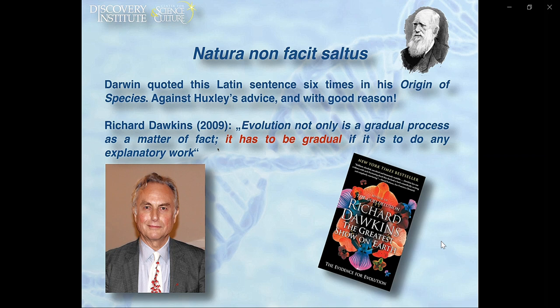And therefore, it's not only Darwin who emphasized this gradualism and said natura non facit saltus, a Latin sentence which means nature doesn't make jumps, in his book Origin of Species. But even Richard Dawkins, in 2009, in his famous book, The Greatest Show on Earth, wrote, evolution not only is a gradual process, as a matter of fact, it has to be gradual if it is to do any explanatory work. And that means we can test if this process in Earth history, the history of life, is gradual or not, and so test if this prediction of Darwinism is fulfilled or not. And actually, it's not fulfilled, and Darwin was already aware of this.